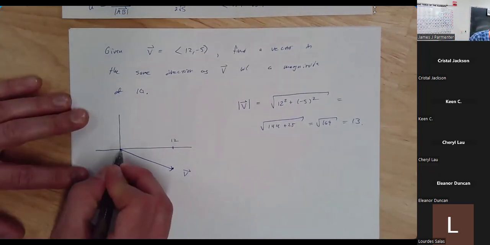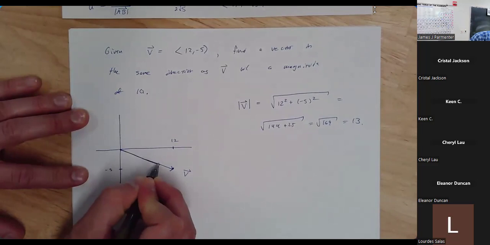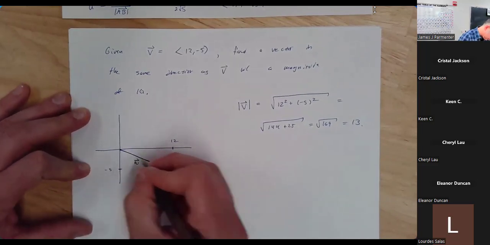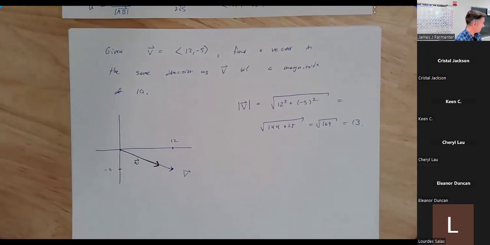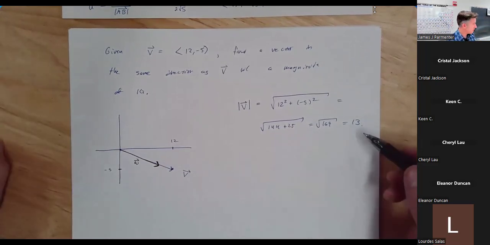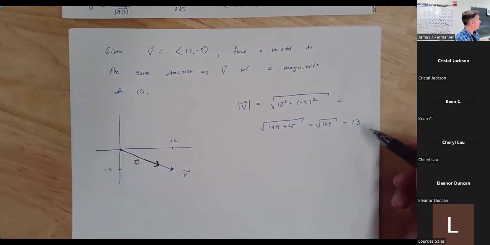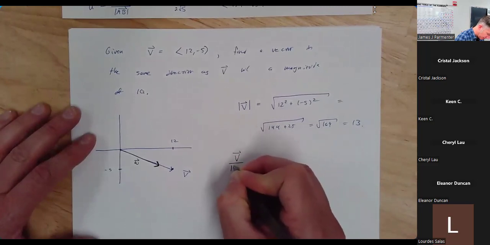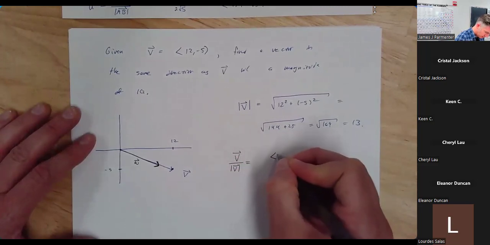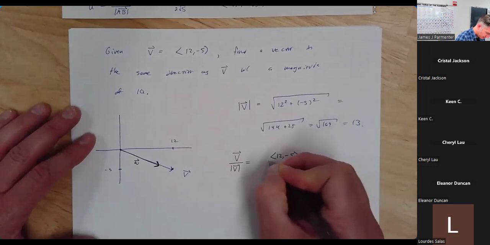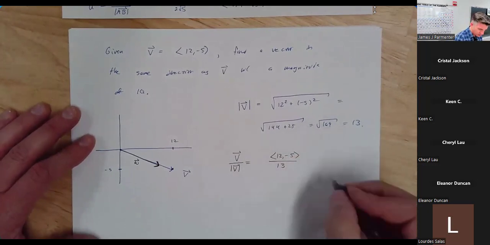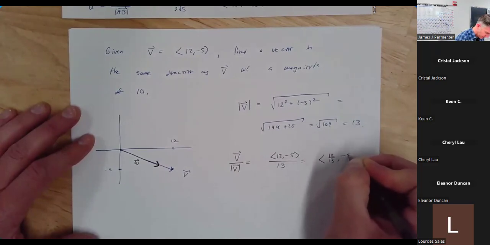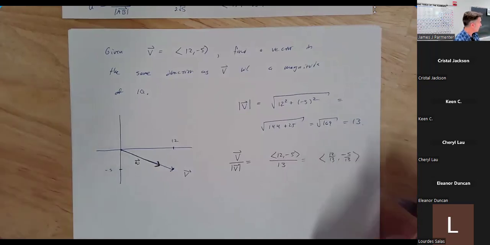So I'm looking for this vector here, which I'm going to call W. I want W to have a length of 10. So what I'm going to do, I'm going to take the vector V. I'm going to make it a unit vector first. So V divided by the magnitude of V is the vector 12, comma, negative 5 divided by 13, which we could write as the vector 12 thirteenths, comma, negative 5 thirteenths. And that vector does have a magnitude of 1.